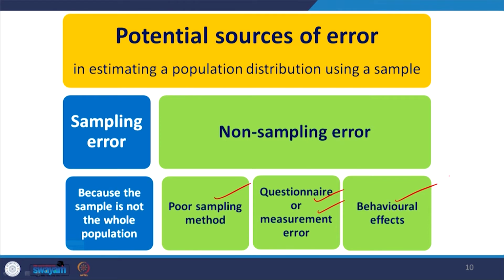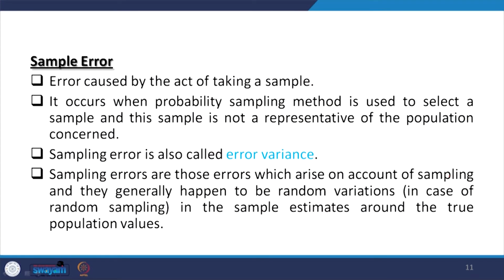Certain behavioral aspects do not give the right indicators to the surveyor. So, in a nutshell, sampling error is caused by the act of taking the sample. It occurs when a probability sampling method is used to select a sample, but this sample is not representative of the population concerned. We have followed a probability method, but it is not representing the population correctly, then sampling error occurs.